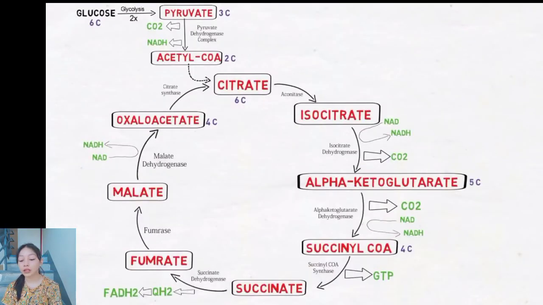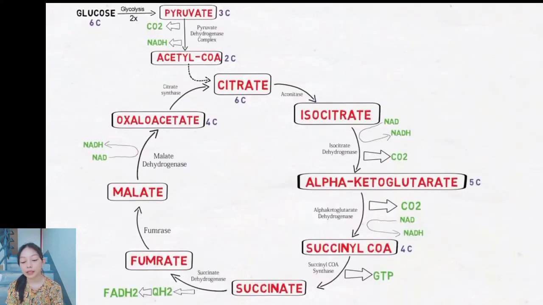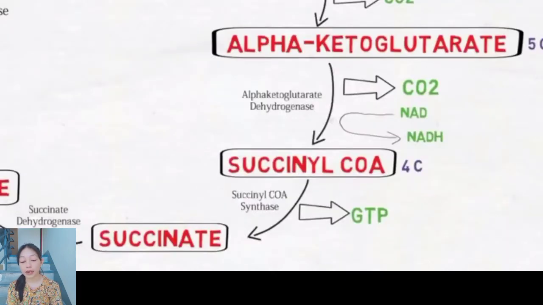Next, the alpha-ketobutyrate is converted into succinyl-CoA by the enzyme alpha-ketobutyrate dehydrogenase. In this reaction also, a molecule of NAD is reduced to NADH and a molecule of carbon dioxide is released. Hence, the succinyl-CoA is a 4-carbon compound. Our next step is the succinyl-CoA being converted into succinate by the enzyme succinyl-CoA synthase. In this reaction, a molecule of GTP is generated.